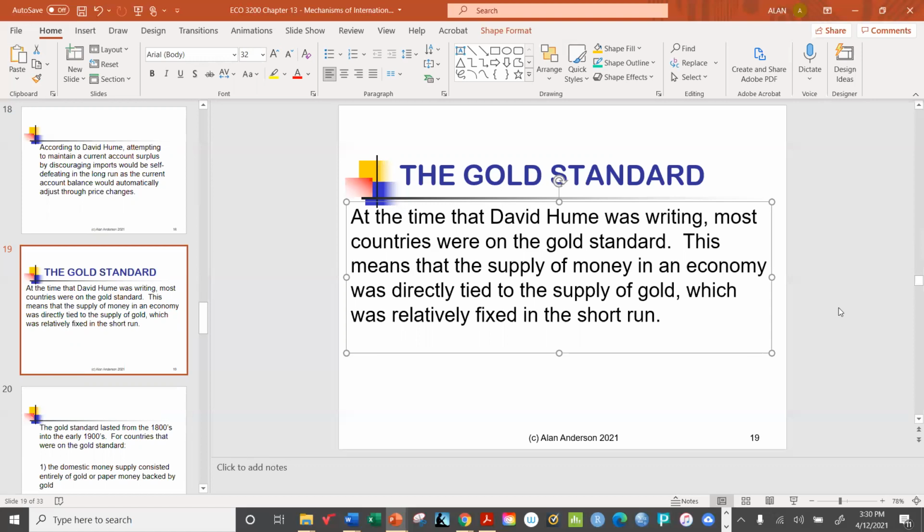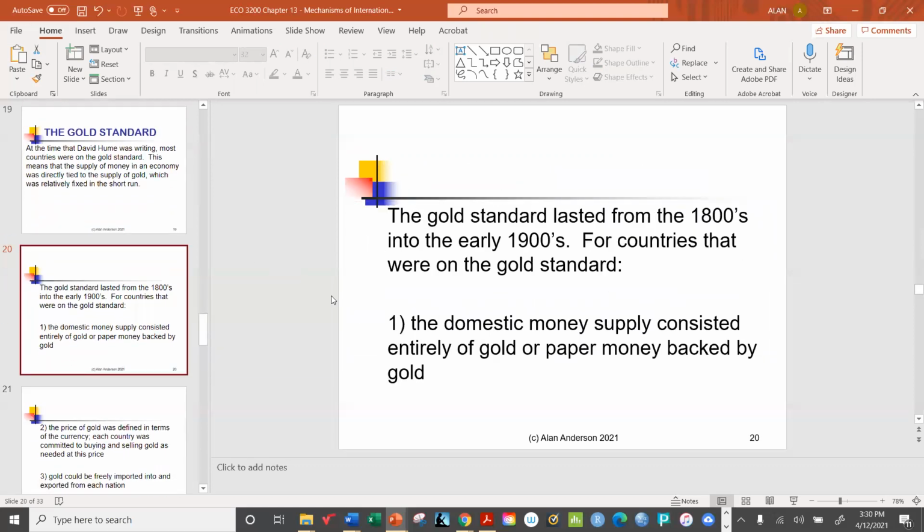Eventually, it disappeared in the early 1930s. The United States went off the gold standard about that time, and most other countries abandoned it around that same time. Now, what was true about the gold standard was that, as I said before, the domestic money supply consisted entirely of gold or possibly paper money backed by gold.